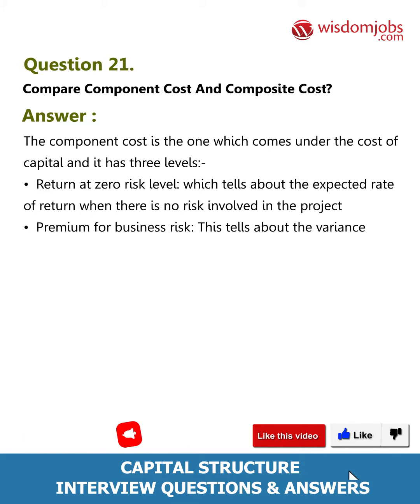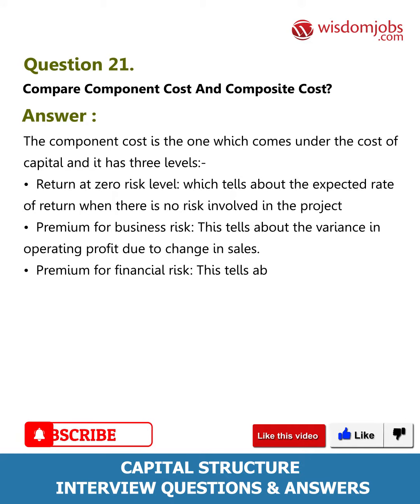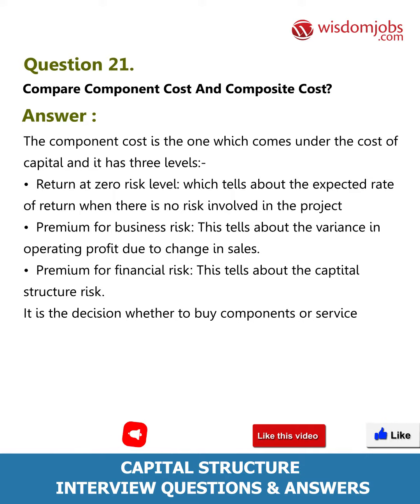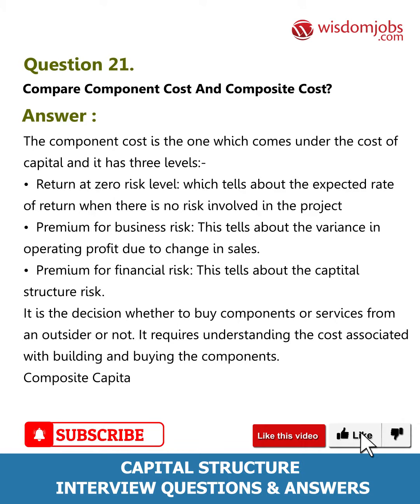This tells about the variance in operating profit due to change in sales. Premium for financial risk. This tells about the capital structure risk. It is the decision whether to buy components or services from an outsider or not. It requires understanding the cost associated with building and buying the components.